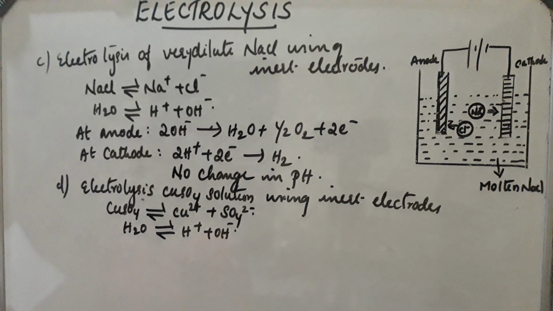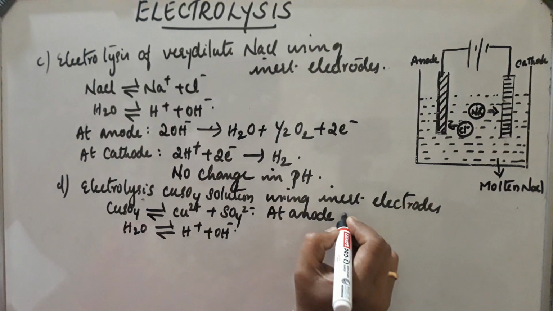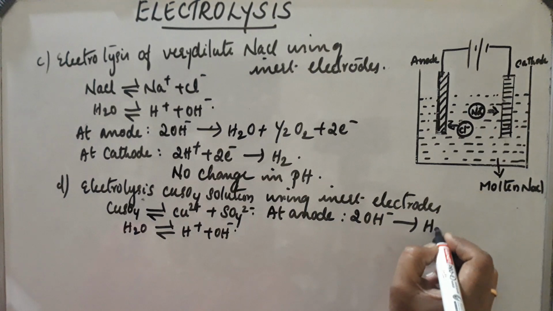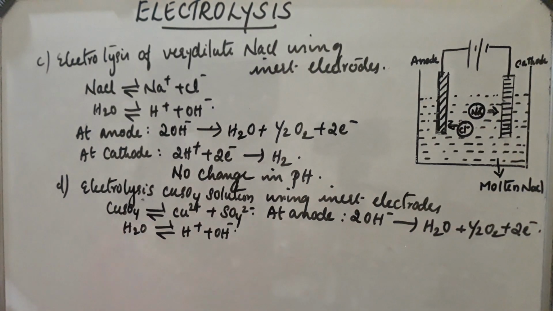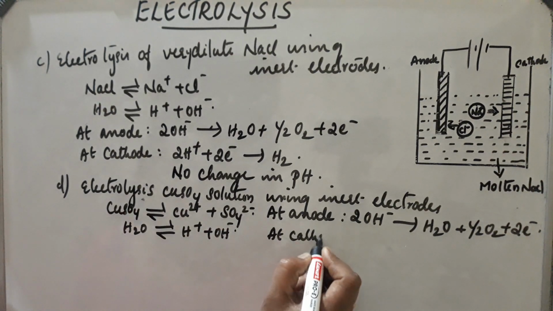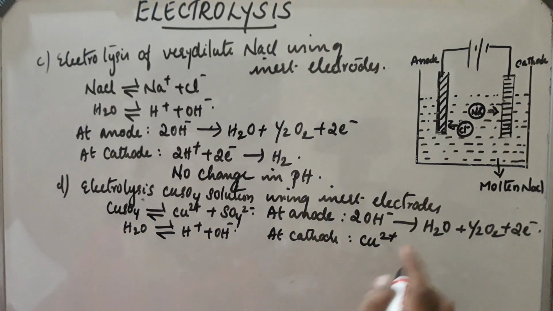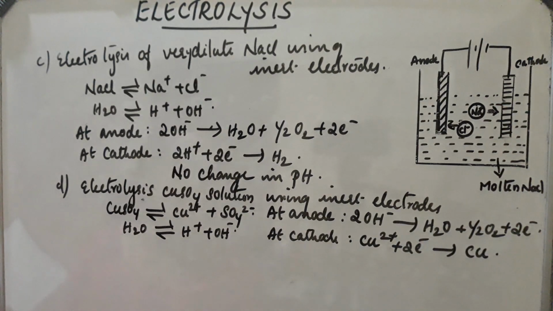Now at the anode and cathode, what happens? At the anode, OH- gives H2O plus half O2 plus 2 electrons, which are released. At the cathode, copper ions are there. So Cu2+ accepts those electrons and forms copper. Copper gets deposited at the cathode.